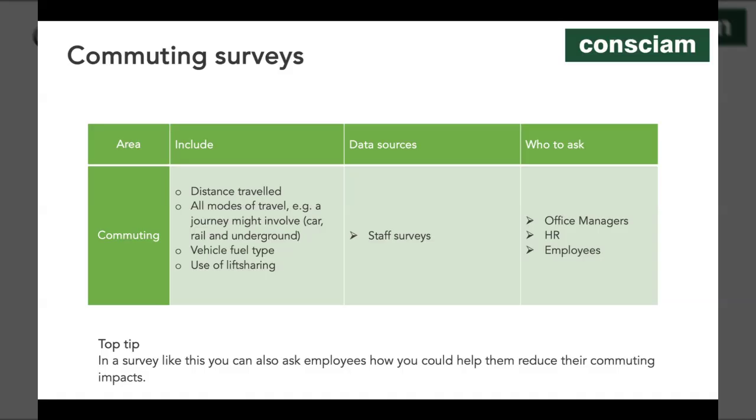The source for this one is obviously going to be staff surveys, and we've got some key people there you'll need to talk to. I think a really nice thing to try and include in these sorts of surveys is also asking employees what you can do to help them. So what questions do they have around commuting? What's stopping them commuting in certain ways or forcing them to commute by a certain route? So there are always opportunities to ask those sorts of questions and use it as an engagement piece as well.